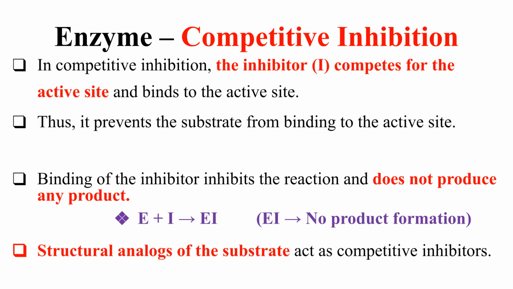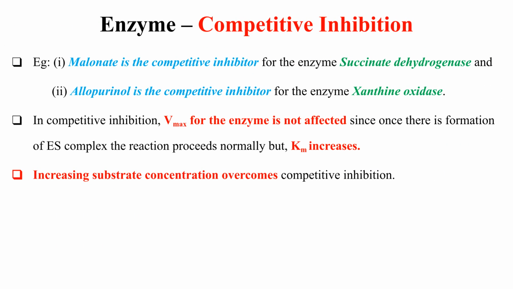In competitive inhibition, the inhibitor competes for and binds to the active site, preventing the substrate from binding. This forms an enzyme inhibitor complex that does not produce any product. Structural analogs of the substrate act as competitive inhibitors. Examples of competitive inhibitors include malonate for succinate dehydrogenase and allopurinol for xanthine oxidase.